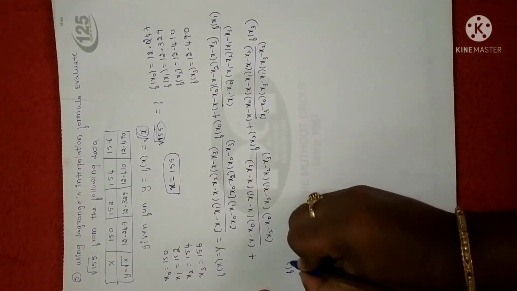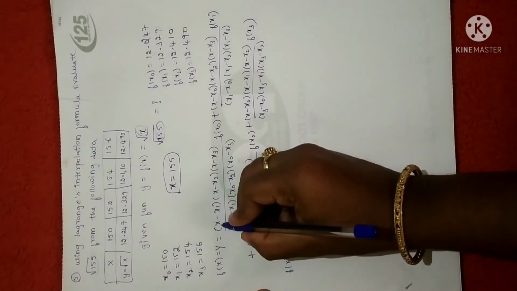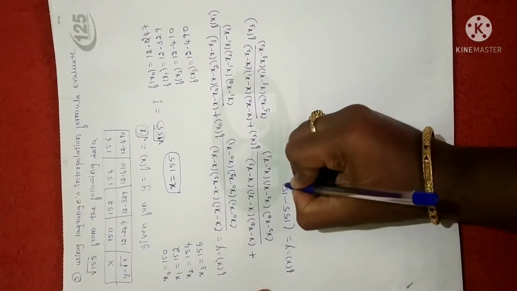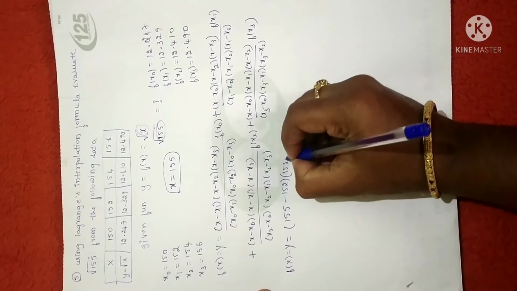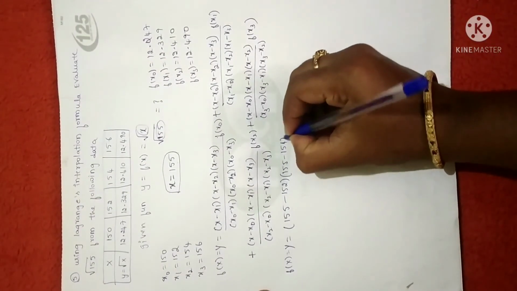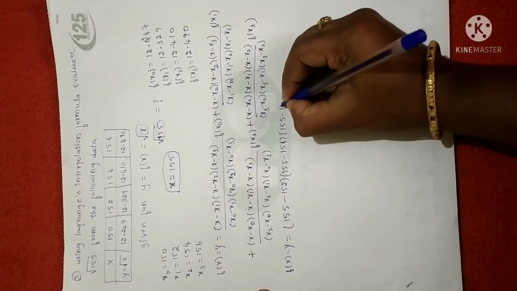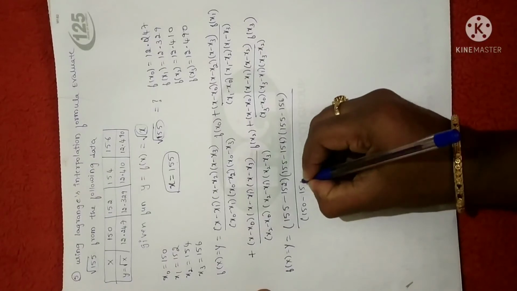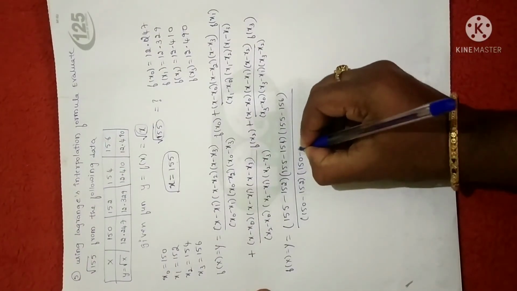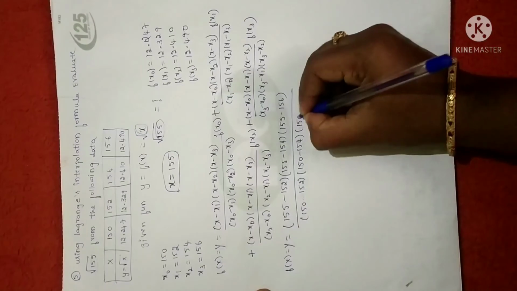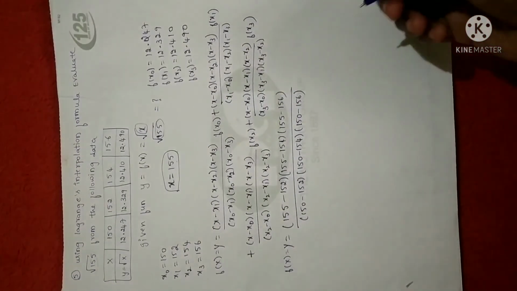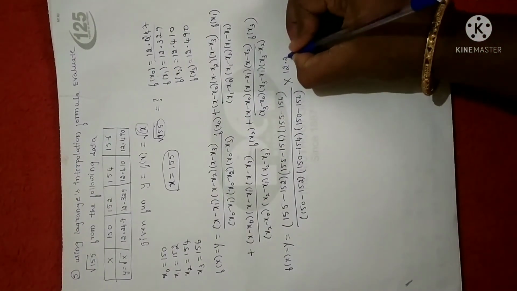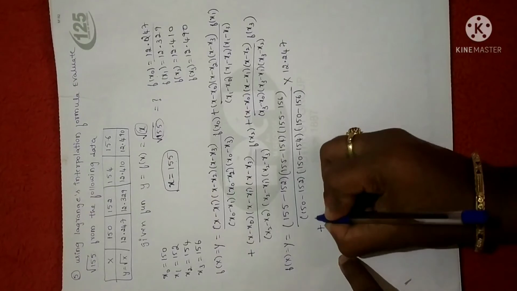So here f of x is equal to y is equal to, what is the value of x? X is 155 minus x1, x1 is 152, into x is 155 minus x2 is 154. Next x is 155 minus x3 is 156, divided by x0, x0 is 150 minus x1 is 152. Again x0 is 150 minus 154. X0 is 150 minus x3 is 156. Fine. Into, what is the value of f of x0? It is 12.247.